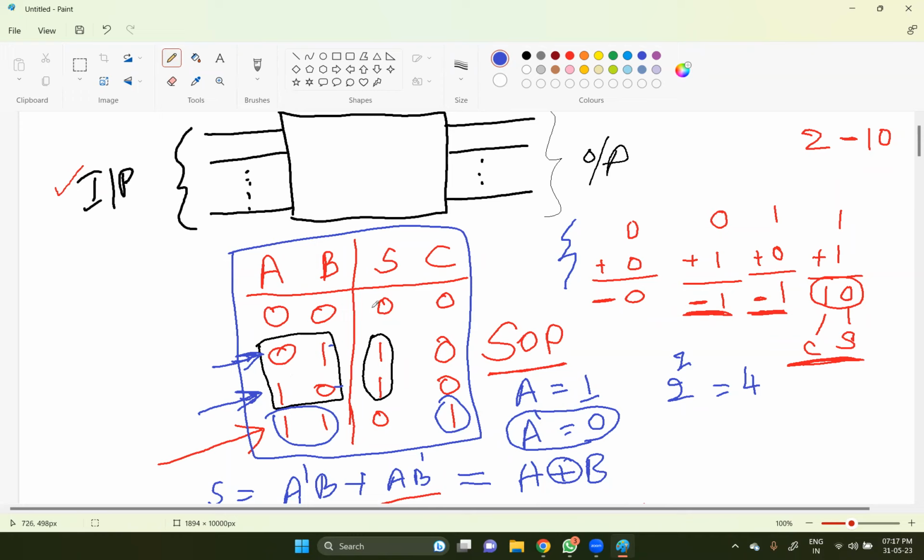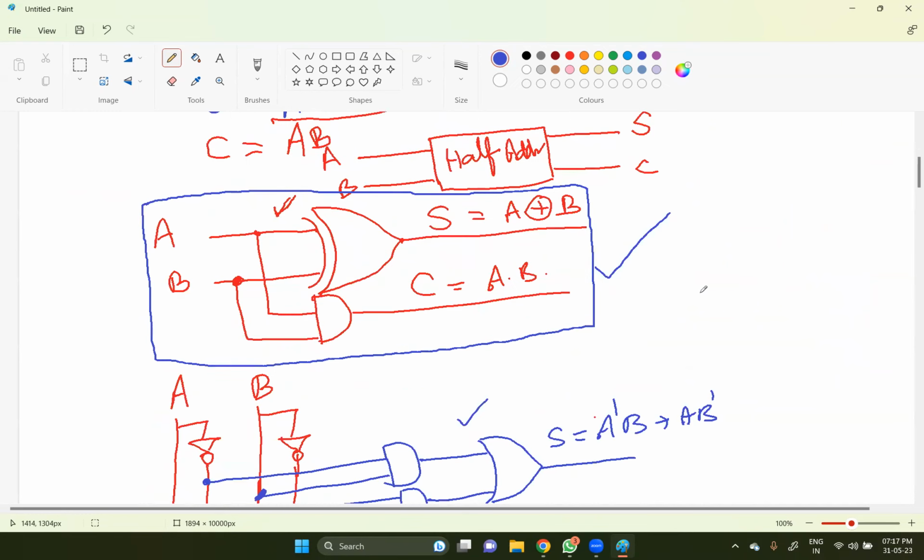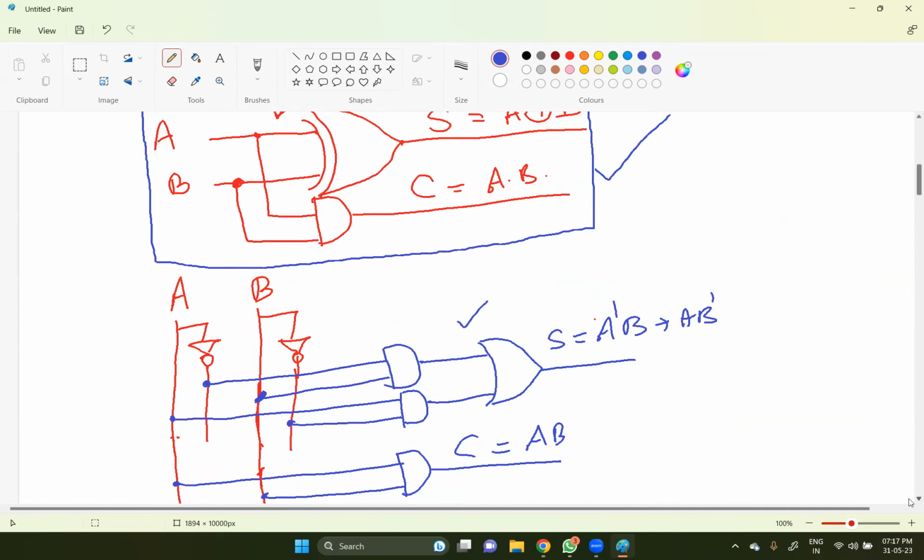So for 0 0, sum is 0, carry is 0. For 0 1, sum equal to 1, carry equal to 0. Similarly for 1 0, sum equal to 1, carry equal to 0. And for 1 1, sum equal to 0 and carry equal to 1. Therefore, outputs of combinational circuits purely depend upon inputs. This is the point we have to make for the combinational circuit, let me say the circuit is the half adder.